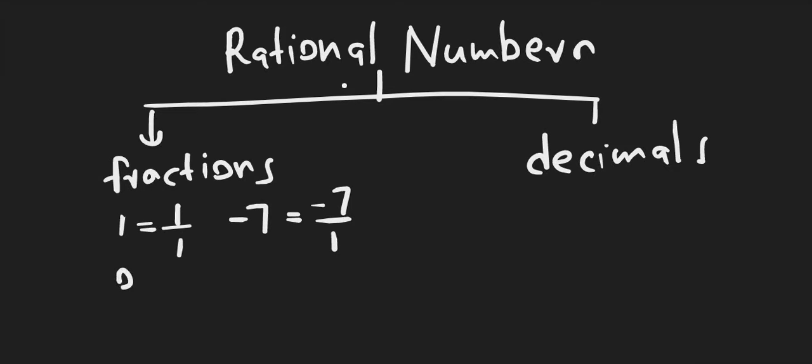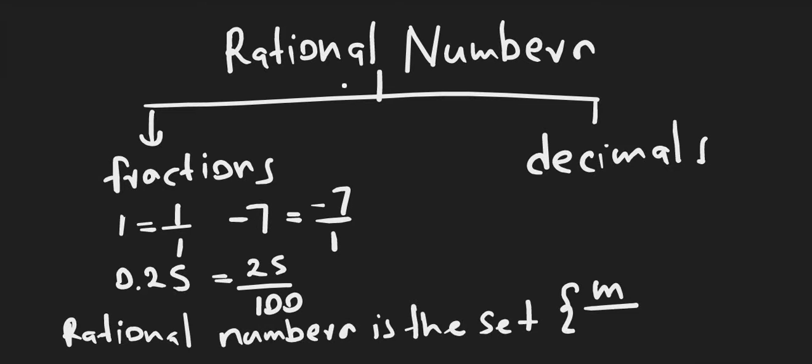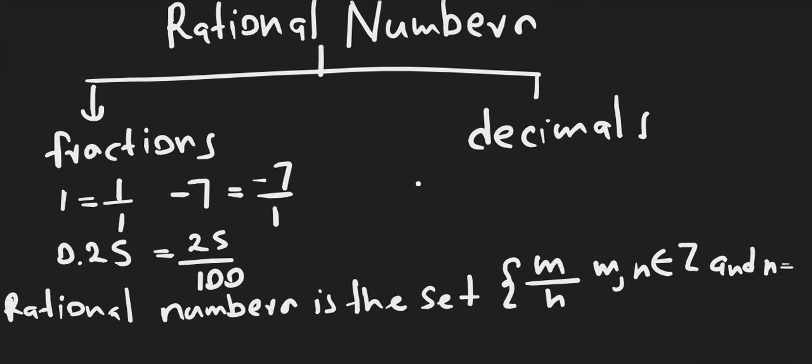Now 0.25 is a rational number because it is 25 over 100, because over here we have 2 decimal places. So we can say a rational number is the set that is expressed as a fraction m over n, where m and n are elements of integers and n doesn't equal 0.